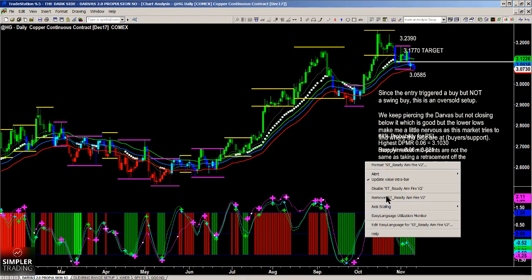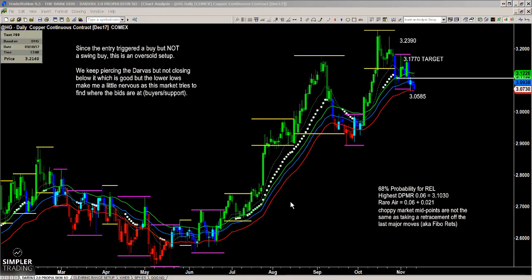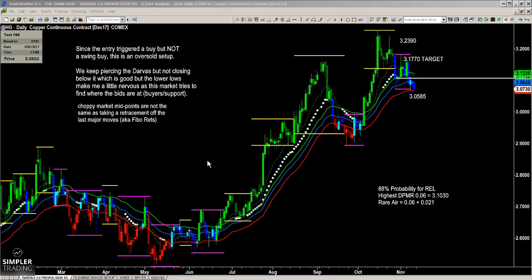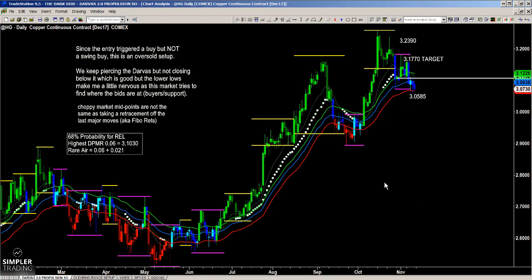All right, so there are a couple of ways that I can look at this and make a few decisions. One of my favorite ways is a really basic, what I call mid-range exhaustion. It's 50% of a recent major move. So we're at the 50% right now. You see that right there? On top of that, I've got a Darvas here. I've got the low that we seem to be clinging to.